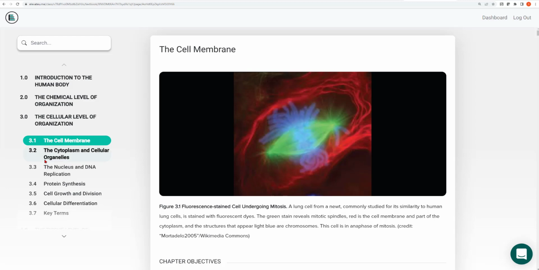Welcome to today's presentation on Chapter 3. Today will be the first of two discussions related to Chapter 3. Today we'll be taking a look at 3.1, the cell membrane, 3.2, the cytoplasm and cellular organelles, and finally the nucleus and DNA replication.